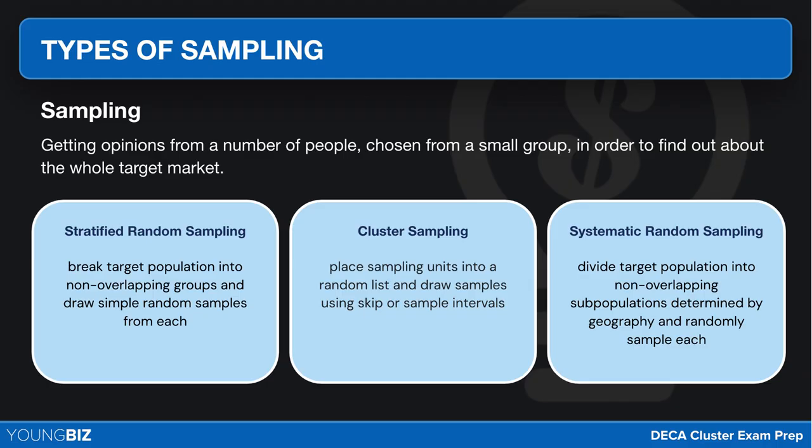Here we divide the population into non-overlapping groups, or strata, based on characteristics like age or gender, and randomly sample from each group. This ensures each subgroup is represented. Next, cluster sampling. Cluster sampling is where you place sampling units into a random list and draw samples using skip or sample intervals. Next, systematic random sampling. In this method, you divide the target population into non-overlapping subpopulations determined by geography and randomly sample each. This is efficient and promotes diversity in the sample.